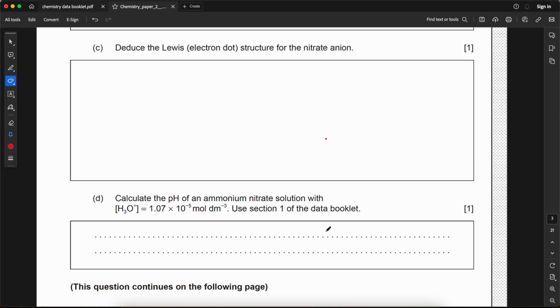Deduce the Lewis electron dot structure for the nitrate ion. That would be O, O, O. So you can choose where the double bond would be. It could be right here, it could be right here, as long as it has only one double bond and then 2 single bonds for oxygen.